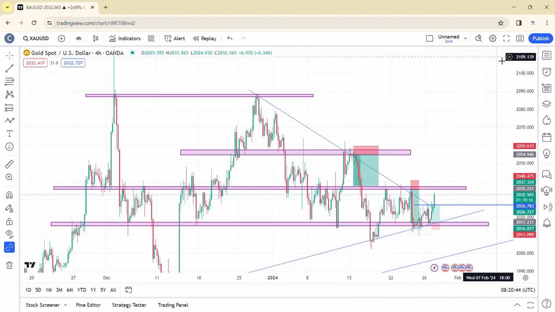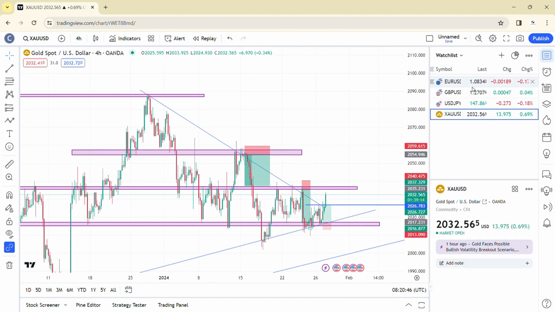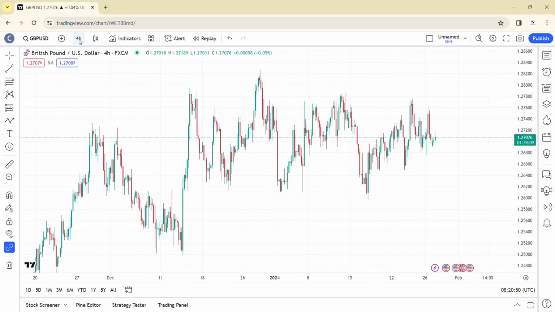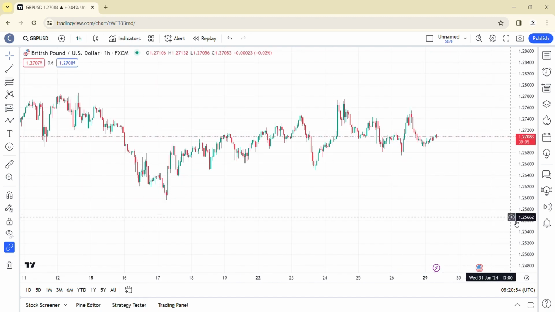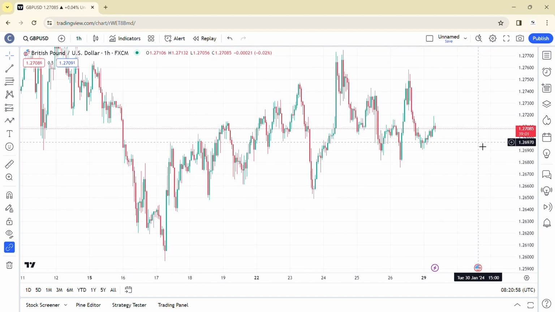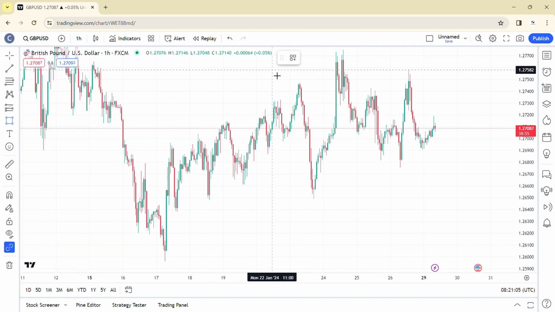So we are going to be using GBP USD for today's analysis. Okay, so let's go to GBP USD on the 1 hour time frame. Okay, so first of all, you need to locate your support and resistance zones. So let's locate our support and resistance zones over here.